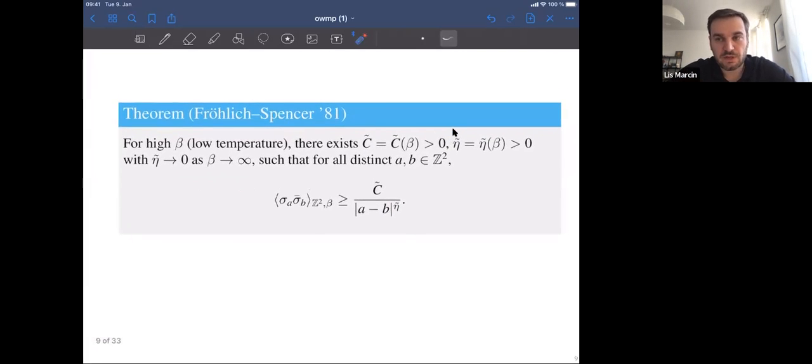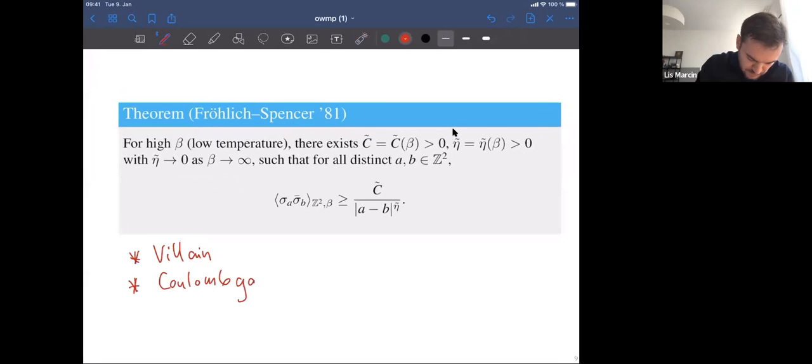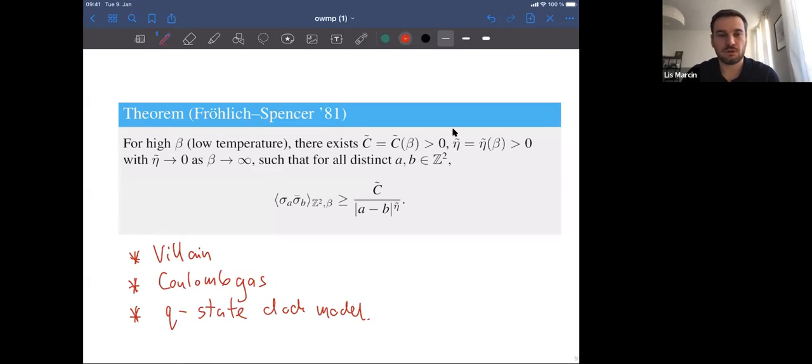Also in that paper, other models were studied. For example, there were results about the Villain model, which is a version of the XY model with a different Hamiltonian, which is useful in some contexts. Also, results about the Coulomb gas were obtained, and the Q-state clock model that I mentioned. So there are many results in this paper, and it's also quite technically involved. So the purpose of this talk is to present a different proof of a result which is similar. It's slightly different, but similar in nature.